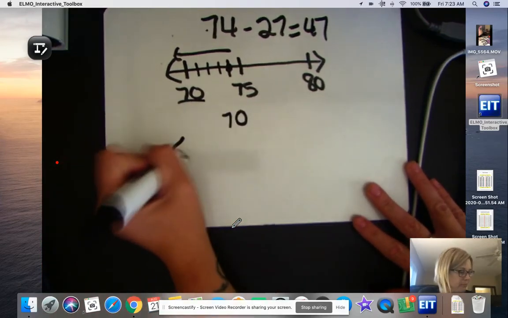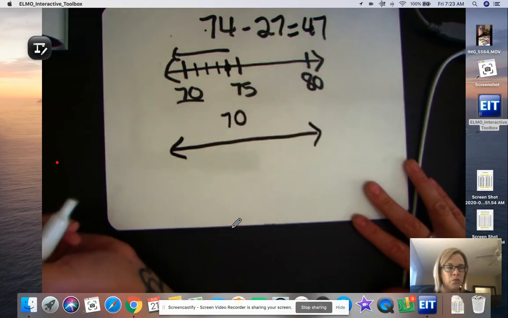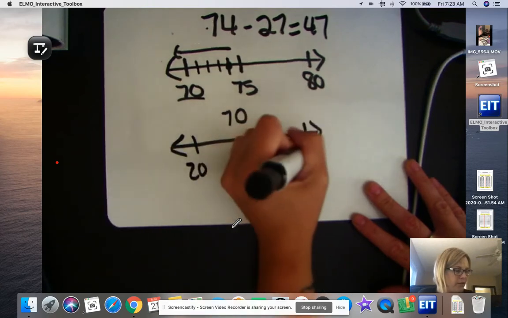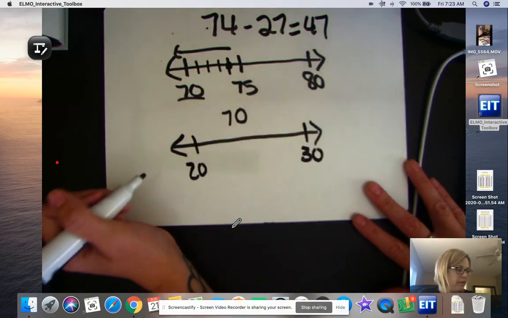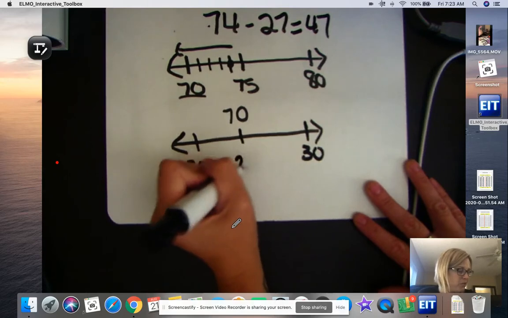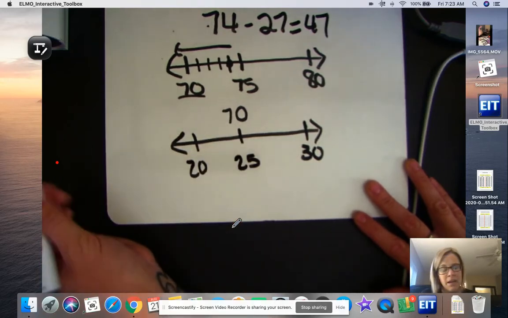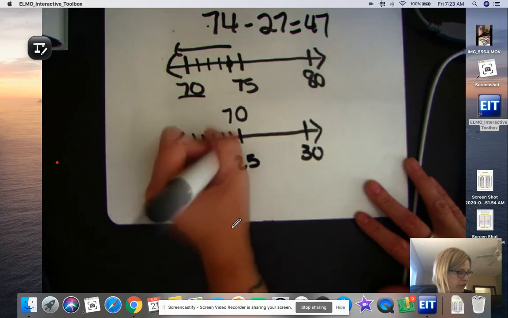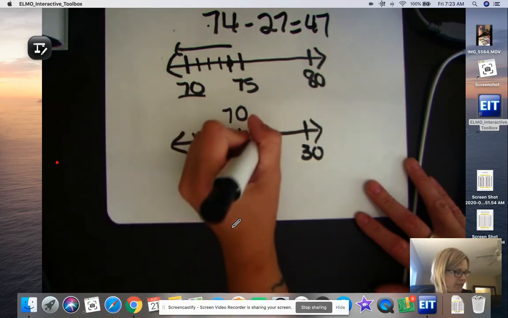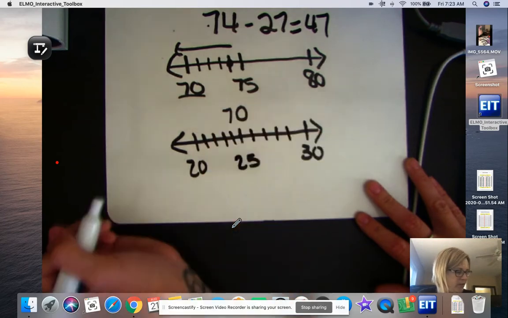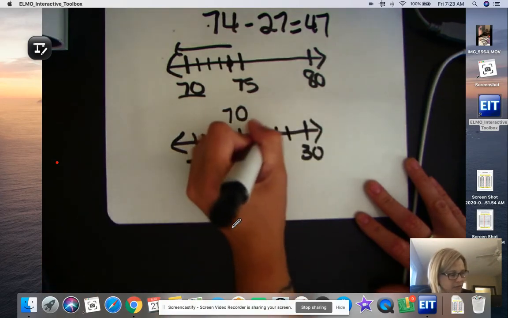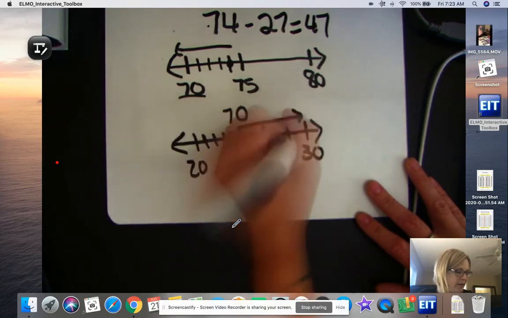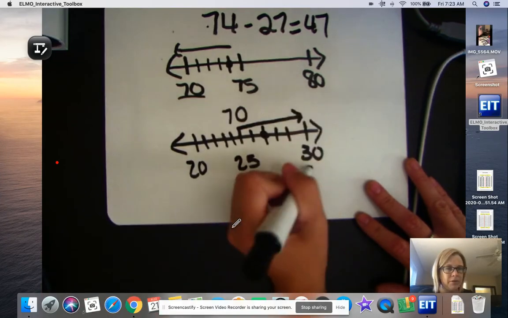I'm going to do the same thing with 27. My benchmarks are going to be 20 and 30. And I know right in the middle is 25. And now I need to find 27. So I'm going to go 21, 22, 23, 24, 25, 26, 27, 28, 29, 30. 27 is going to be right here on this spot. Because it is greater than 25, we are going to round up to 30.